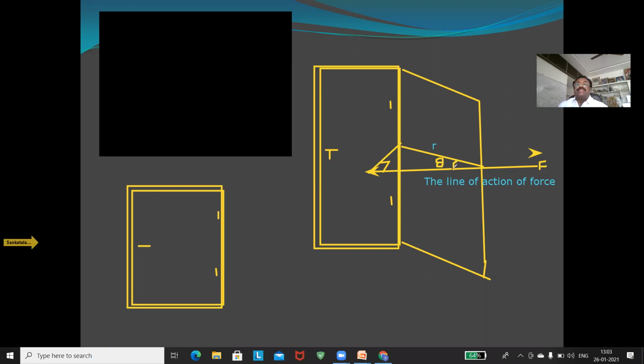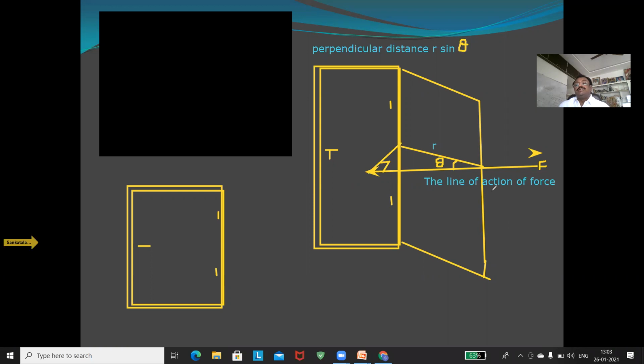So if you take the triangle, sin theta is equal to opposite side by hypotenuse. So this perpendicular distance by r. So perpendicular distance becomes what? R sin theta. Perpendicular distance is equal to R sin theta.